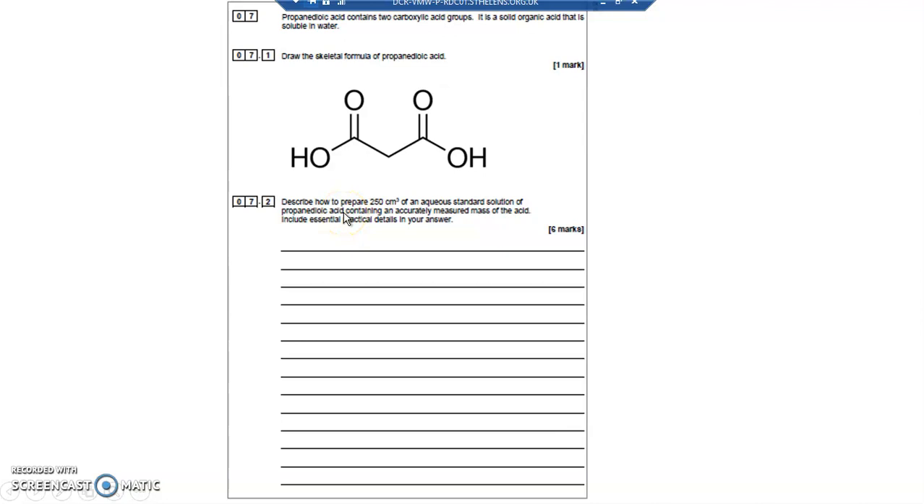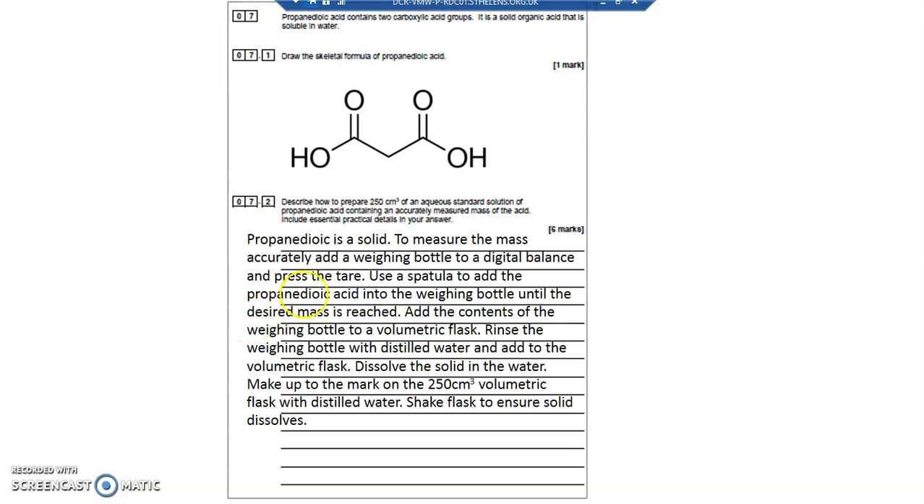Describe how to prepare 250 centimetre cubed of an aqueous standard solution of propane dioic acid. Remember, it's a solid containing an accurately measured mass of the acid. Include essential practical details for 6 marks. So what do you do first of all? First of all, mention it's a solid. You measure the mass accurately of the solid by putting a weighing bottle or a beaker or a conical flask, it doesn't really matter, you can even just say container, onto a digital balance and press the tare button.